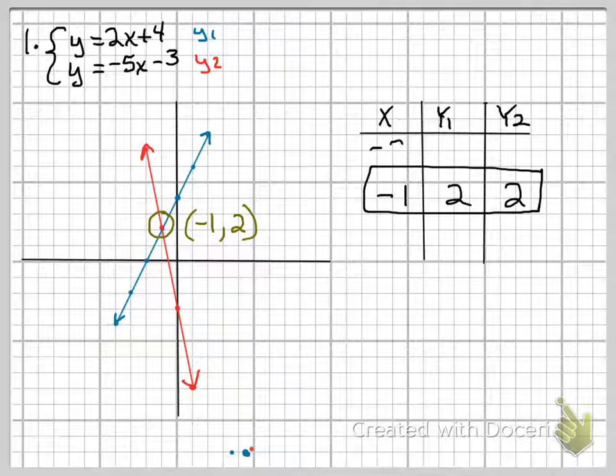Now, the line above that is negative 2, 0, 7. And below it is 0, 4, and negative 3. Okay? And that is finding that solution with both the graph and the table. Okay? Let's do number 3.